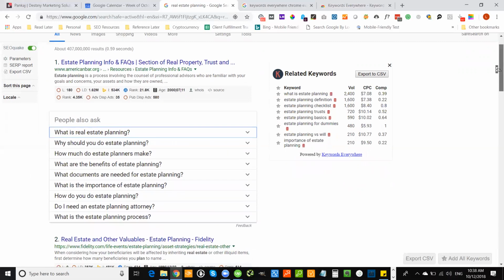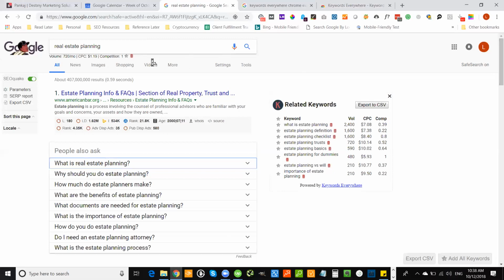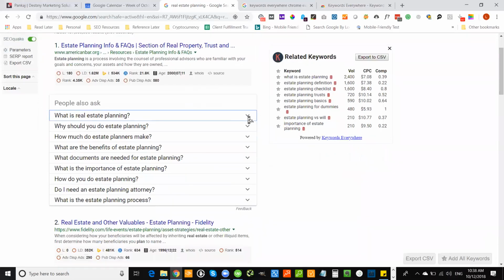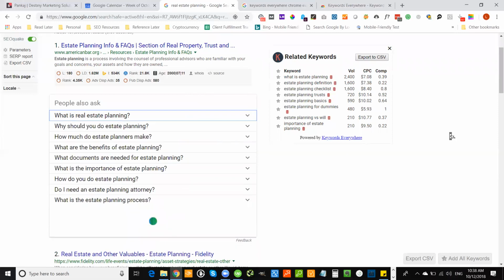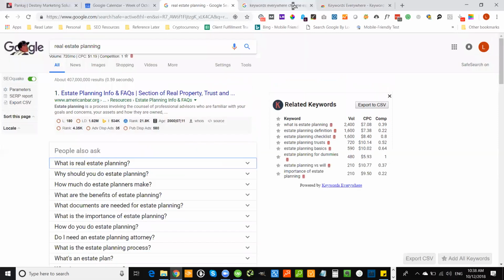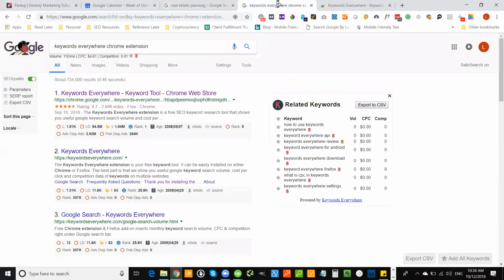So we've already gone over using Google Suggest. The second method was using the Keywords Everywhere tool. And then this is kind of related to Google Suggest. You just look at the featured snippet and see what are the common questions that people are asking. So the keyword that you will pull here is the question phrase, what is real estate planning? That would be one of your alternative keywords. Okay. Those are the first two.